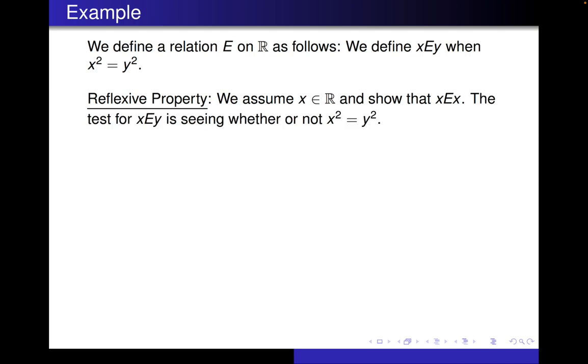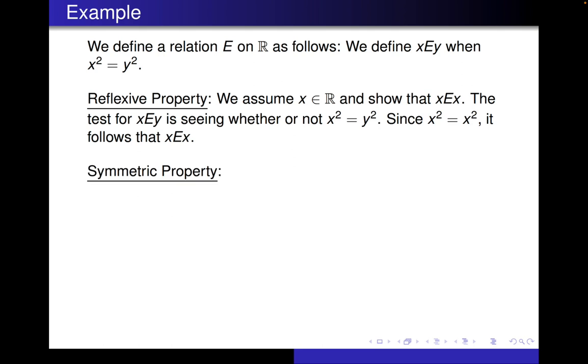All right, so remember, the test for x being related to y is seeing whether or not x squared is equal to y squared. So if we want x to be related to x, we've got to see whether or not x squared equals x squared. Well, it's pretty clear that x squared equals x squared. They are literally the same number, and that tells us that x is related to x. So that's not so bad.